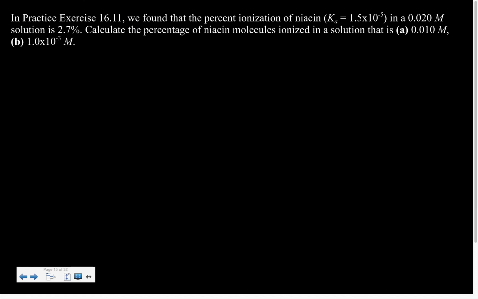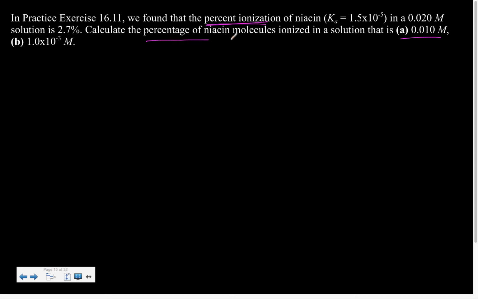All right, so this one says we found that the percent ionization, where it means exactly what it says, right? So it's the amount that ionizes over the amount that we started with. It's a piece over the whole. Calculate the percentage of niacin molecules ionized in a solution that is 0.01 molar. So what's this really asking you to do?